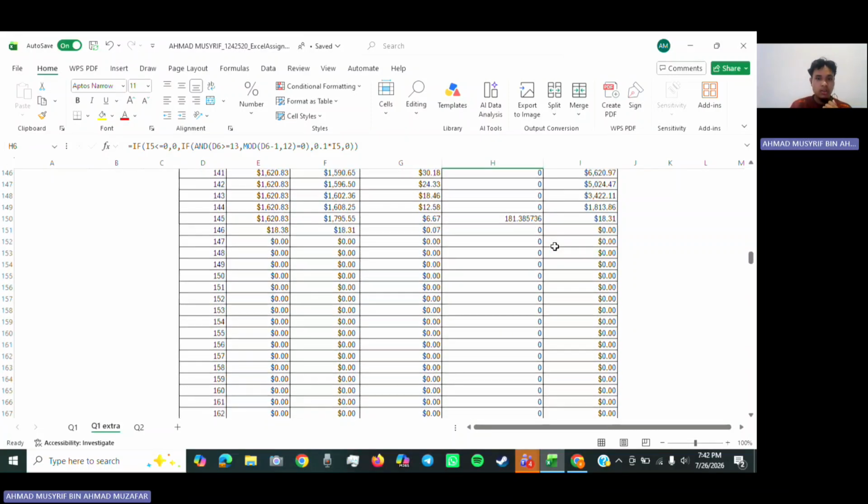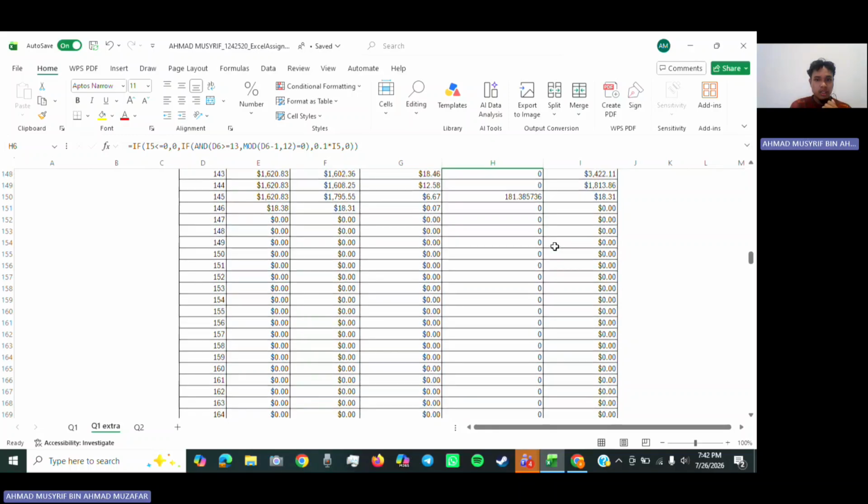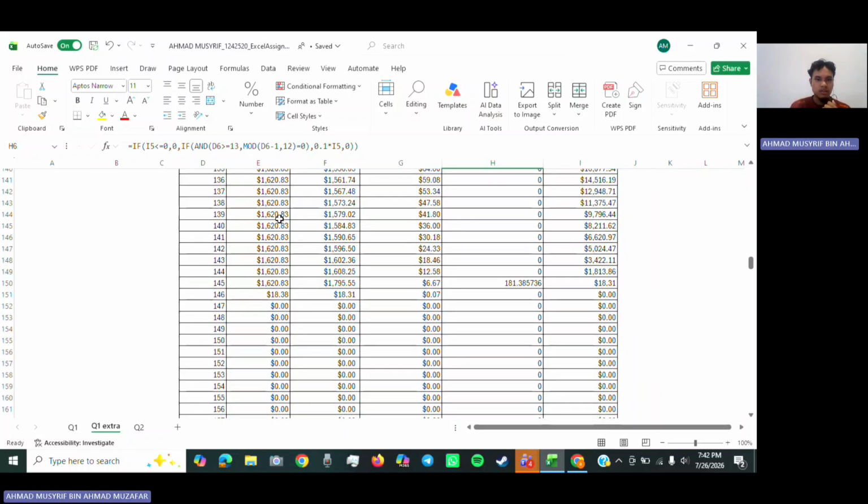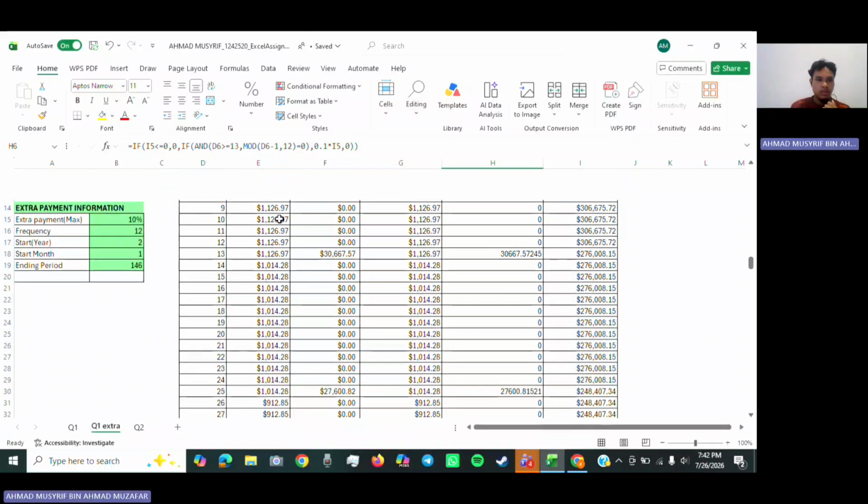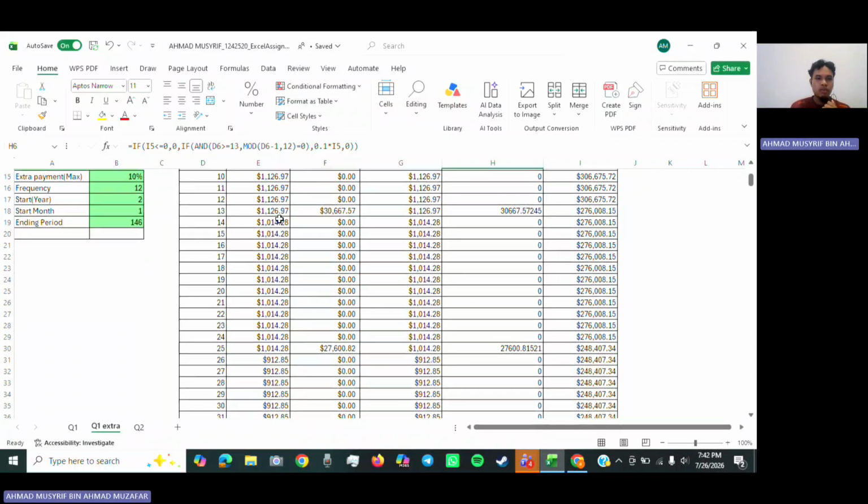With the extra payment, it will stop at 146 here. So it will save time, 360 minus 126, which is 234 months.